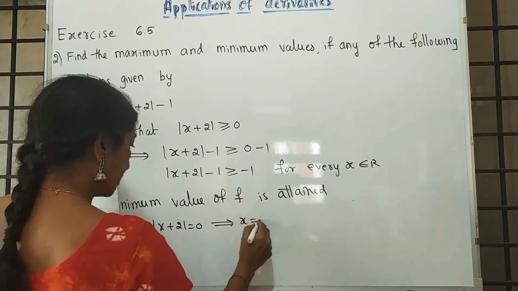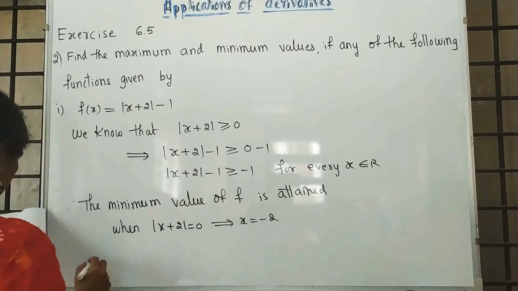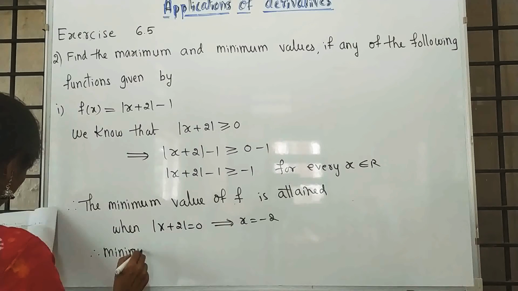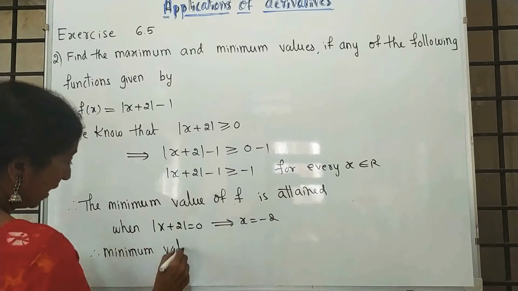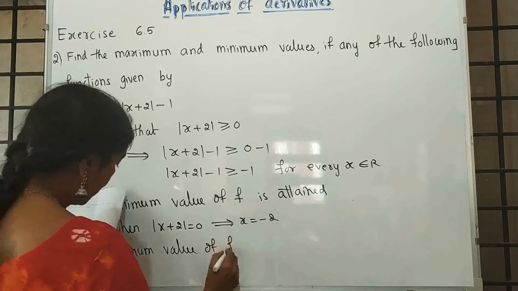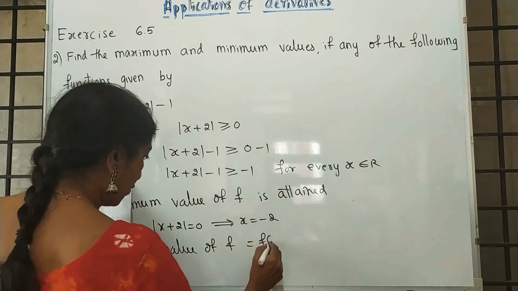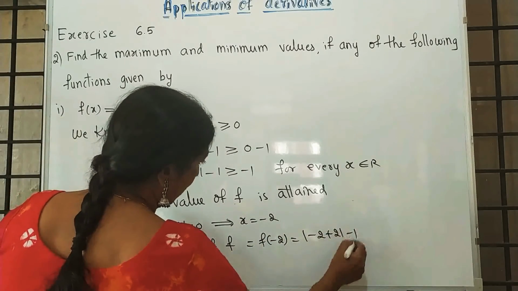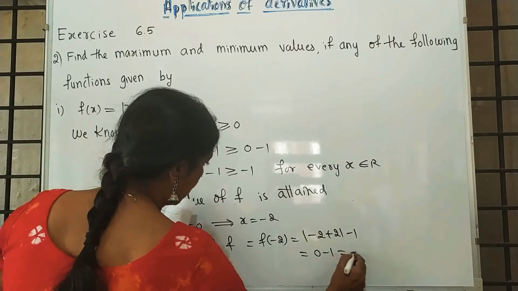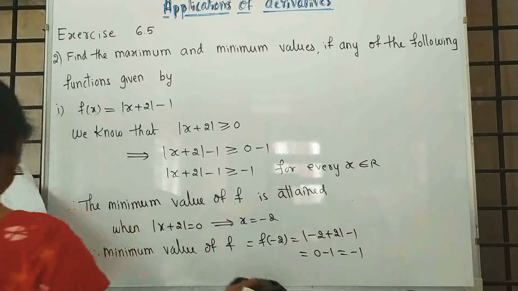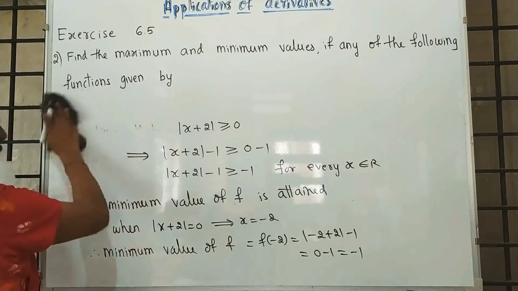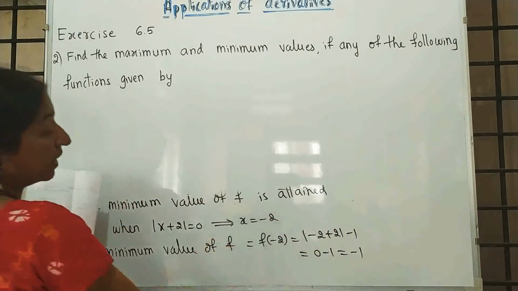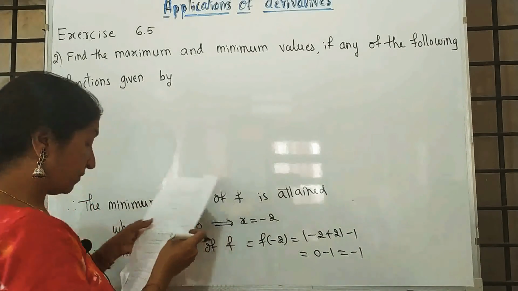This implies x is equal to minus 2. Therefore, the minimum value of f is f of minus 2, that is modulus of minus 2 plus 2 minus 1, that is 0 minus 1, which is minus 1. And there is no maximum value. Note down these examples, please; we are not applying any differentiation.